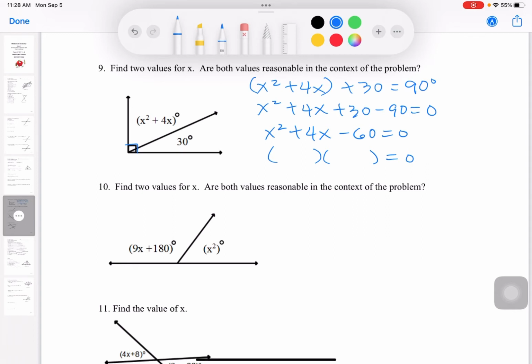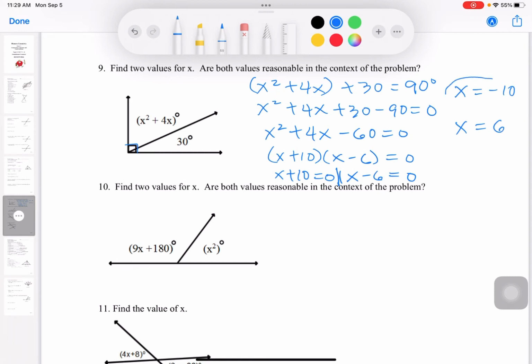In this case, two factors that will yield negative 60 will be 10 and negative 6, that when you add them together will result in positive 4. So our binomial factors will be x plus 10 and x minus 6. Applying the zero product property, we have x plus 10 is equal to 0 for the first value of x, and the other one will be x minus 6 is equal to 0. Therefore, x is equal to negative 10 and x is equal to positive 6.